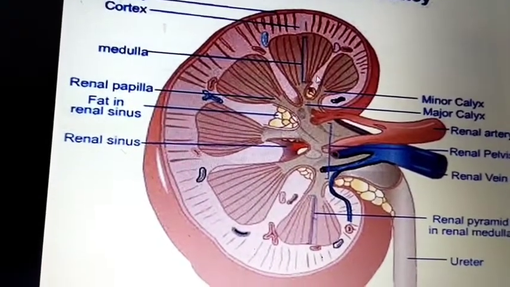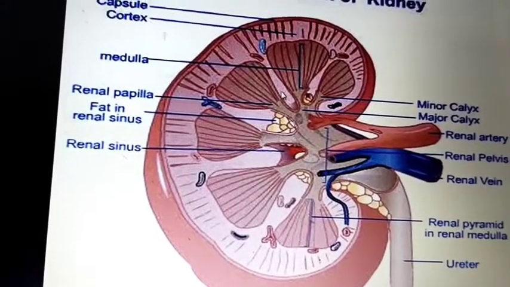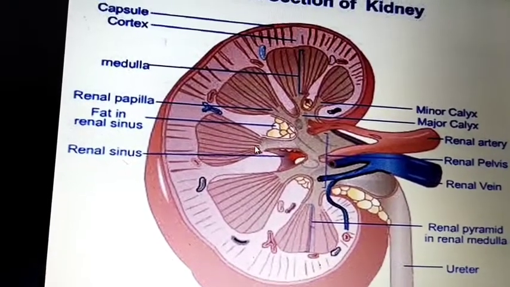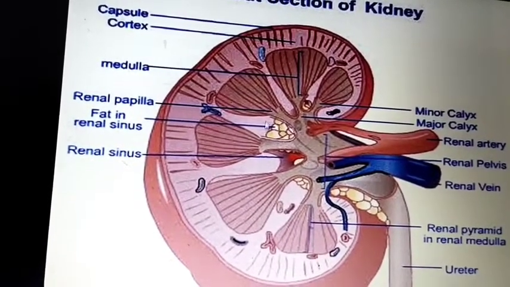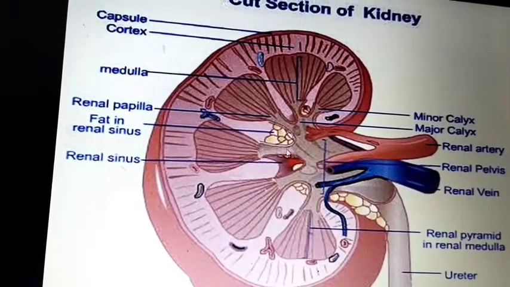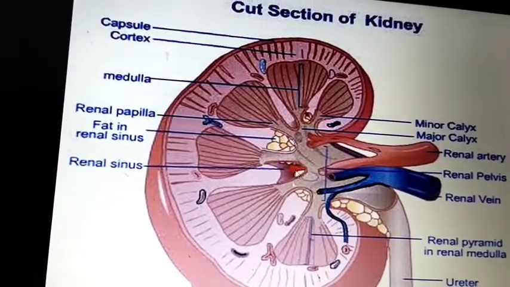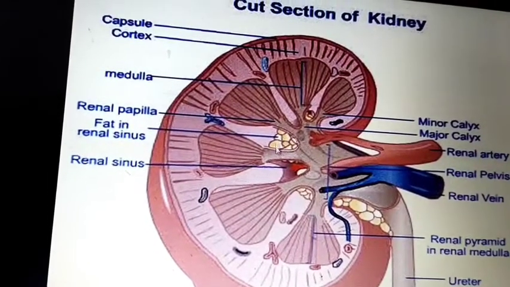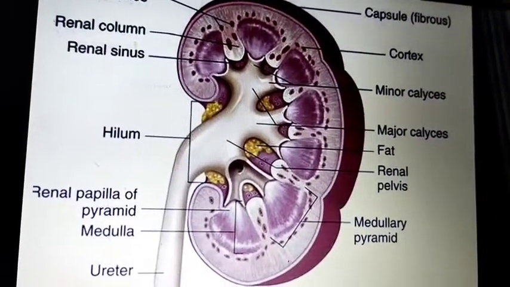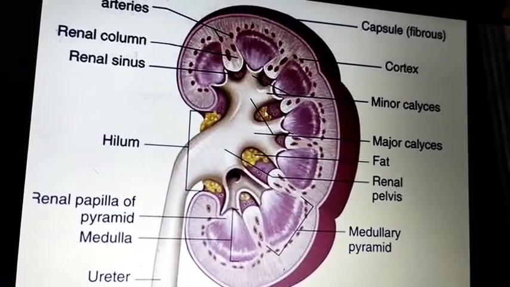In between the two pyramids there is a gap, that is called a renal column. The renal sinus contains fat. The sinus is a cavity just below the medulla. There is a hollow structure there, and you can see here that this hollow or cavity structure is filled with fat.